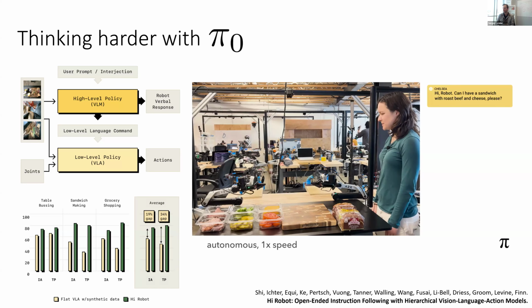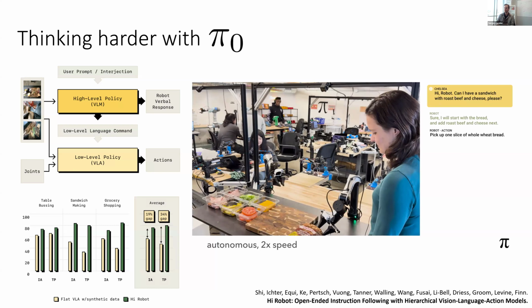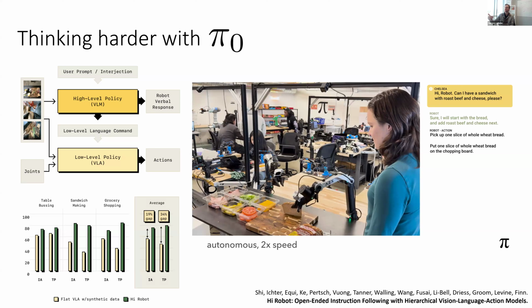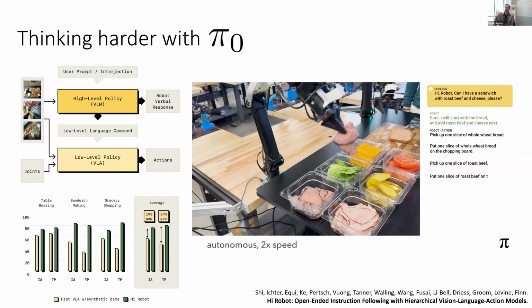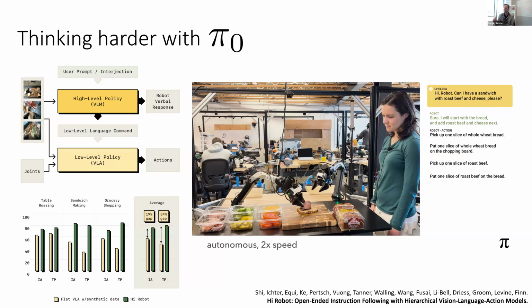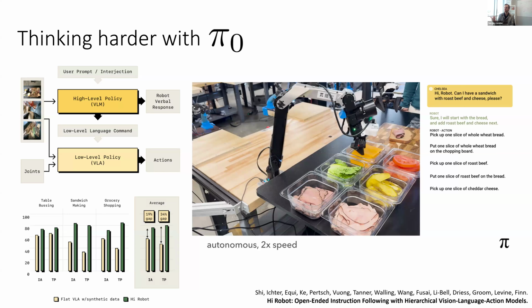Here, Chelsea tells the robot, can I have a roast beef and cheese sandwich? The high-level policy actually responds in text that says, sure, I will start with the bread and add the roast beef. And then it talks to itself. So the black text shows the language commands that are passed from the high-level policy to the low-level policy. So the high-level policy essentially walks the robot through those steps. Pick up 1 slice of roast beef on the bread, pick up 1 slice of cheddar cheese, and so on.